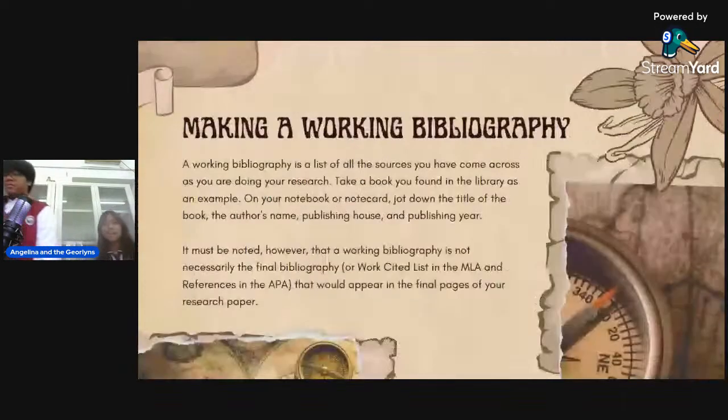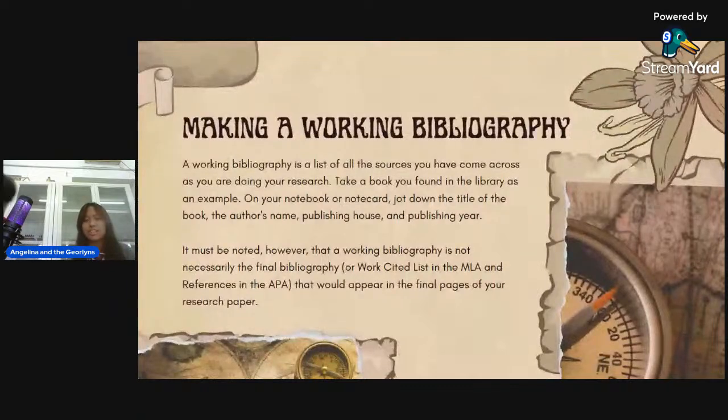Okay, making a working bibliography. So now when we have our research, it is important that we have our citations and a working bibliography. A working bibliography is a list of all the sources you have come across as you are doing your research. So every time you take sources or citations, you should always list them down in your bibliography, because what you took is not yours. It is from other sources and it is theirs and not yours. So you should cite it.